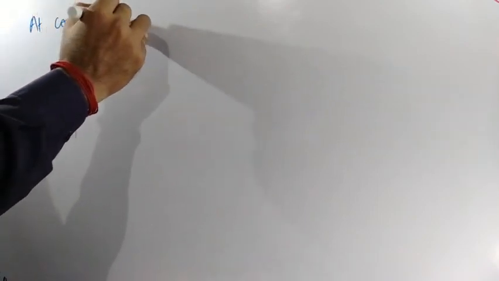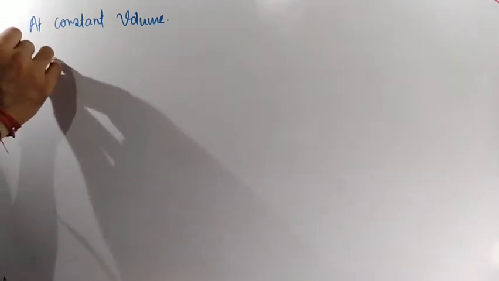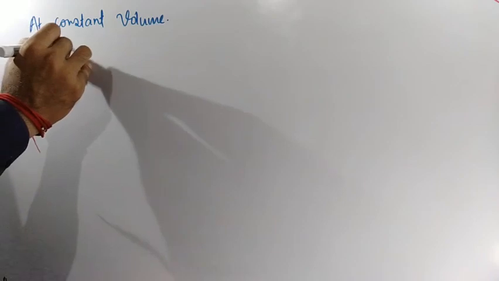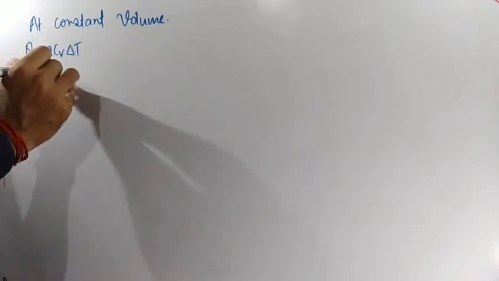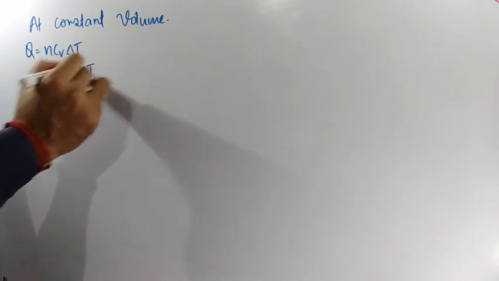Okay, next continuation part, what we have to calculate at constant volume, correct? At constant volume case, what all the things we have to calculate? Q as well as W. So Q value is nothing but n Cv delta T. Substitute, n Cv value is f R by 2, delta T as it is.